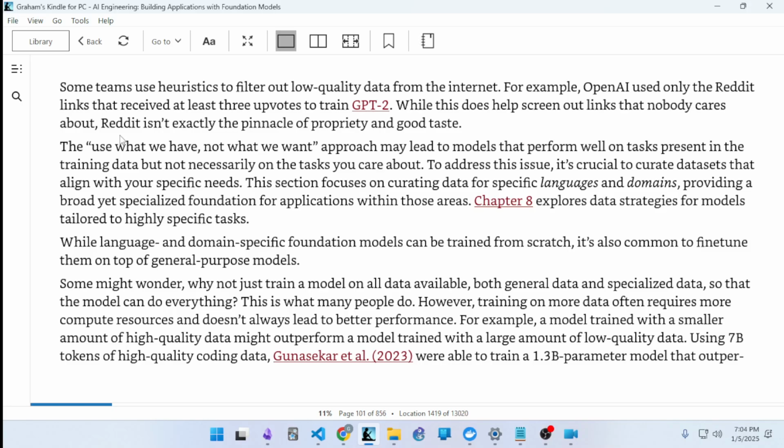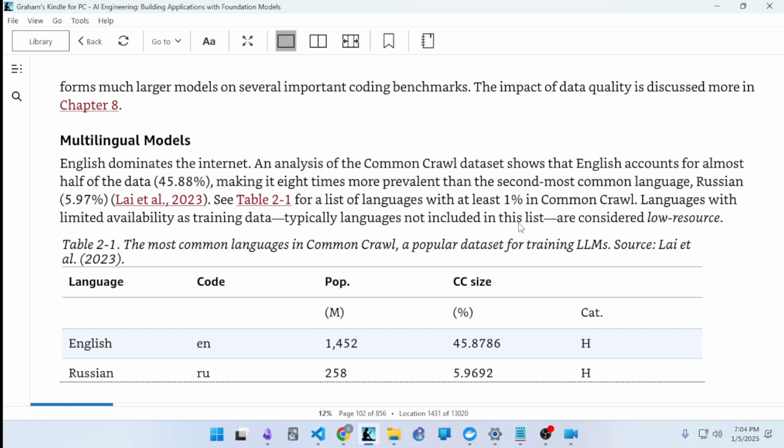Using 7 billion tokens of high quality coding data, the researchers of that paper in 2023 were able to train a 1.3 billion parameter model that outperforms much larger models on several important coding benchmarks. The impact of data quality is discussed more in Chapter 8, and that's an important thing to understand. When you hear in the news, oh, it's hit a data wall, AI's at a halt, well, they don't need more data. They've got all the data they could possibly need. What they need is high quality data. So it doesn't matter if we hit a data wall. We're not even using the data we already have effectively.